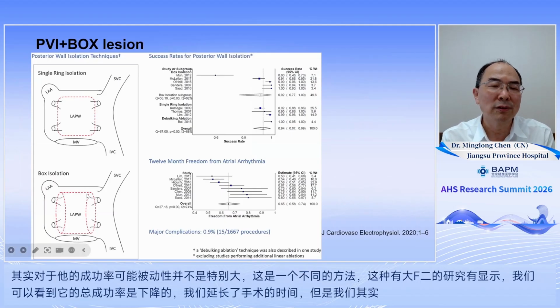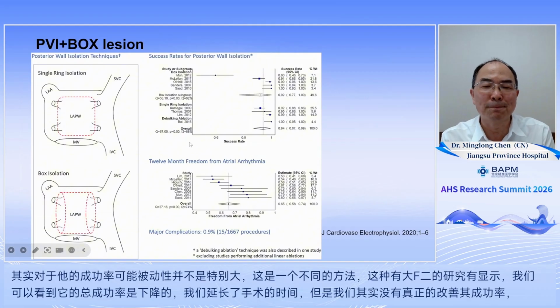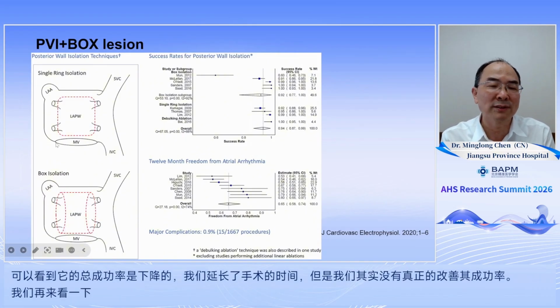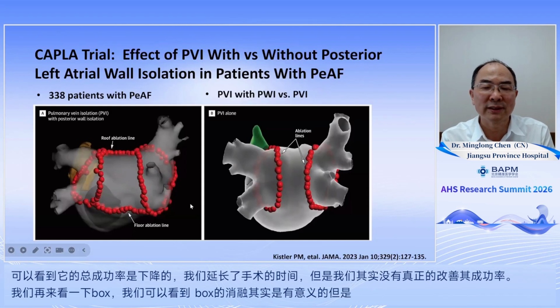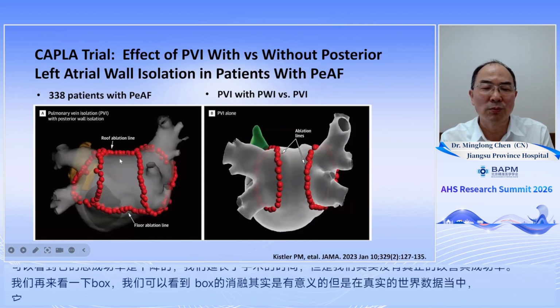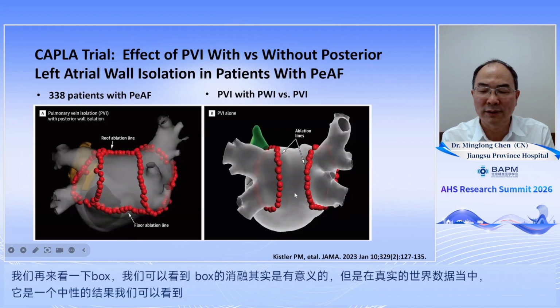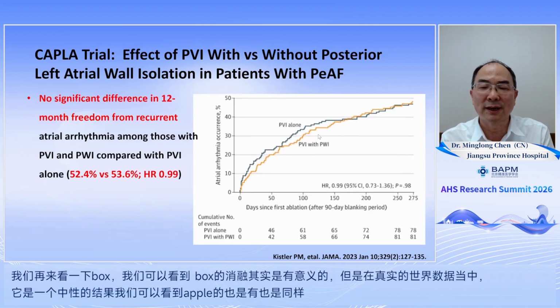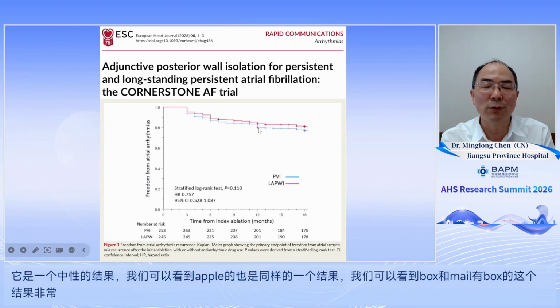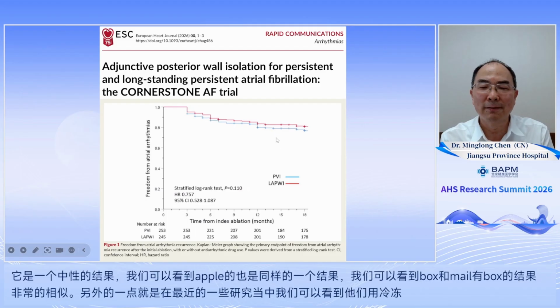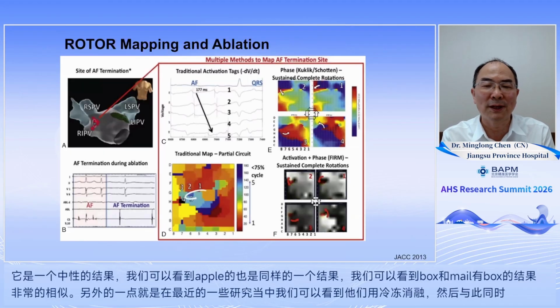So how about the box isolation? Histologically, I think box isolation is meaningful, but in practice, the result is neutral. The CAT study also proved that. With box isolation and no box isolation, the final result is quite similar. Even in the very recent CORNERSTONE AF trial, they are using cryo to do a posterior wall ablation, and you can also see that the success rate is quite similar.